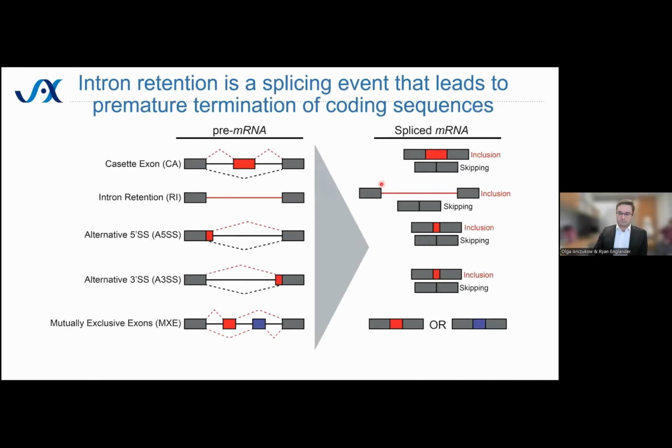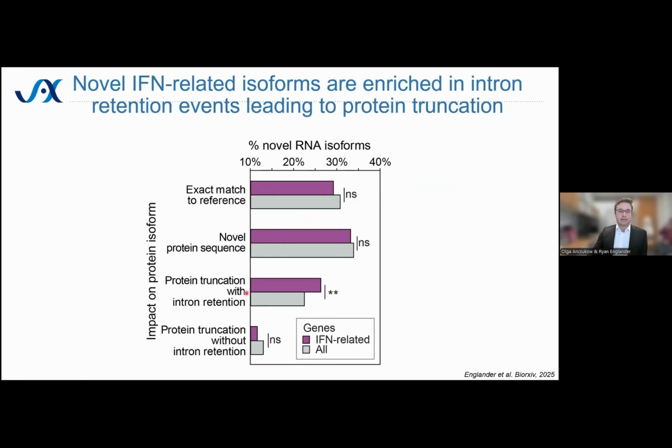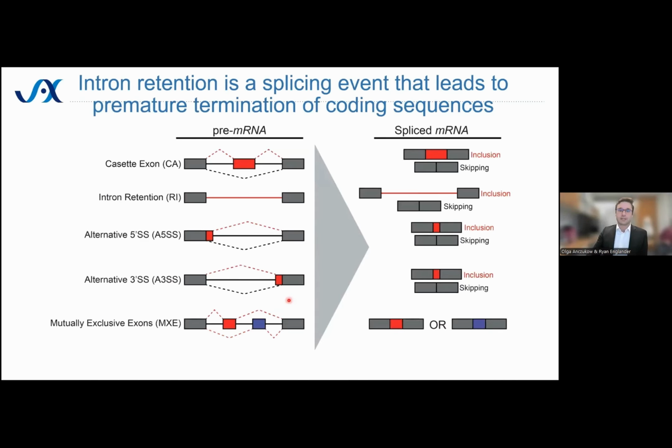And what we found, quite interestingly, was that interferon-related novel isoforms were enriched specifically in protein truncation events associated with a particular type of splicing event called intron retention. Now, that's particularly interesting because intron retention, unique among the splicing events, almost always leads to the introduction of premature termination codons that truncate protein sequences.